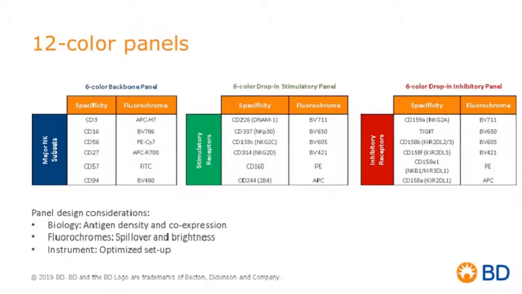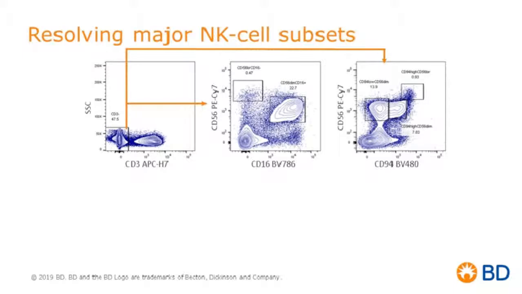So we now have our 6-color backbone panel, and then we have designed our drop-in stimulatory panel and inhibitory panel. When we start looking at the data, we can start from the backbone panel, and that allows us, as I was mentioning, to resolve major NK cell subsets. So we start from an exclusion of CD3 lymphocytes, T cells specifically, and within the lymphocyte scatter gate, we look at NK cells, and the first gate that we can draw is the conventional CD56 on the y-axis and CD16 on the x-axis.